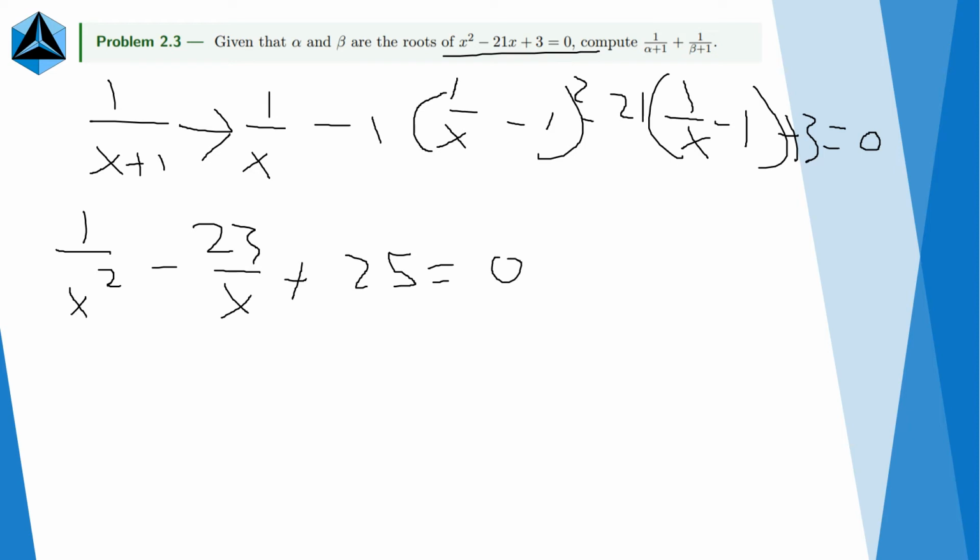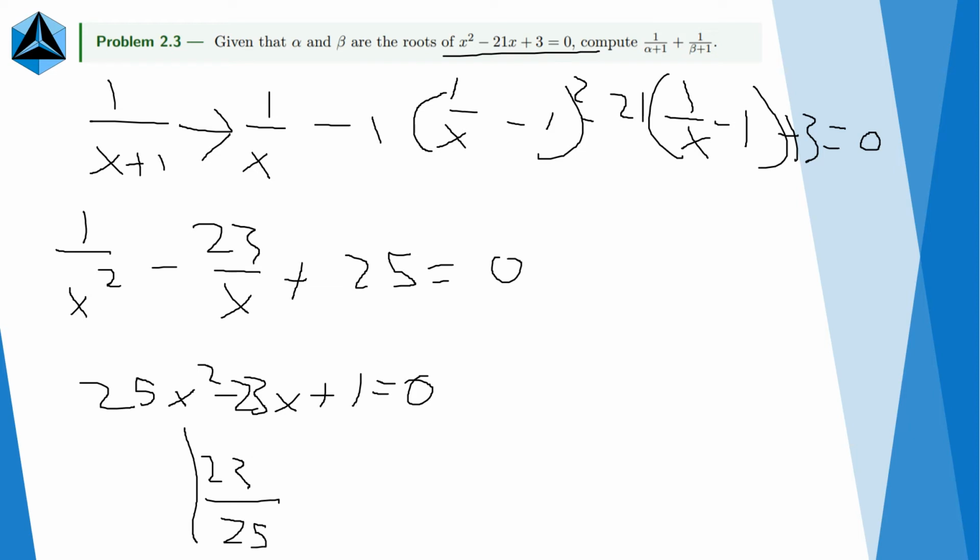Now we're going to use the same trick as before. We're going to multiply both sides by x squared, and we should get 25x squared minus 23x plus 1 is equal to 0. And this is pretty simple to do. We just use the formula one more time, and then we get 23 over 25.